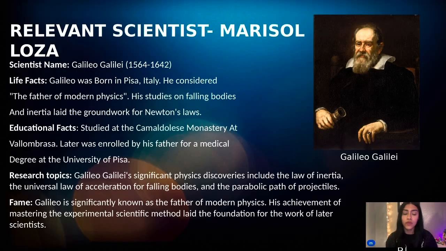Some educational facts: he studied at the Camaldolese Monastery at Vallombrosa. Later he was enrolled by his father for a medical degree at the University of Pisa. Some research topics: Galileo's significant physics discoveries include the law of inertia, the universal law of acceleration for falling bodies, and the parabolic path of projectiles.